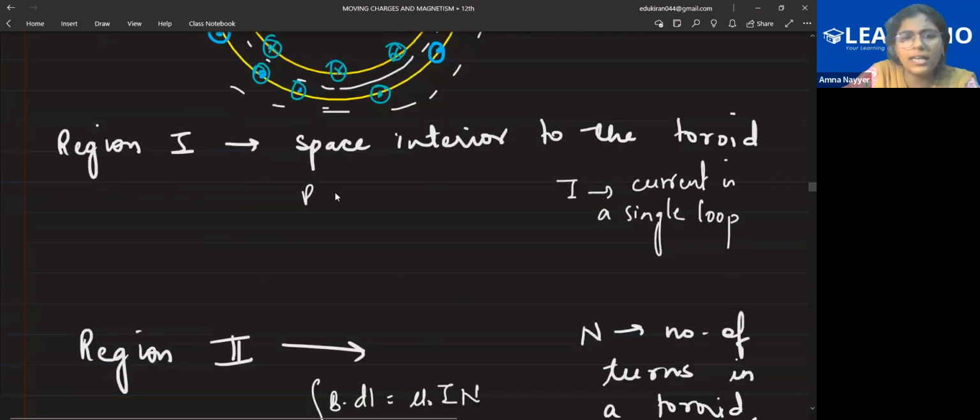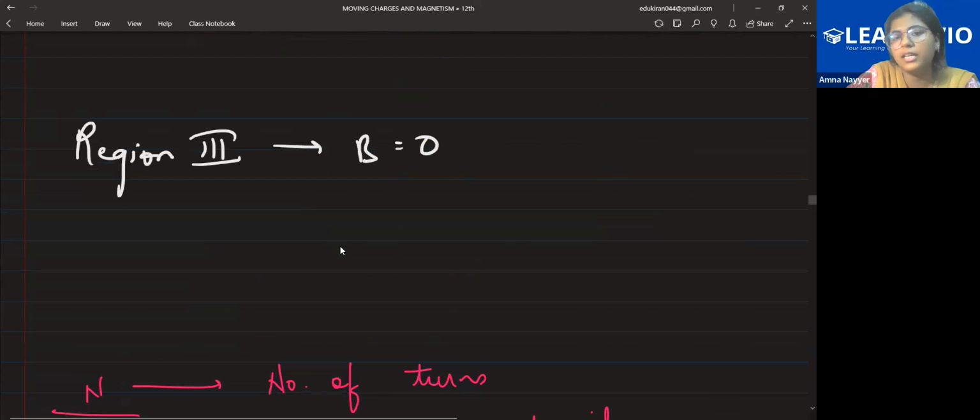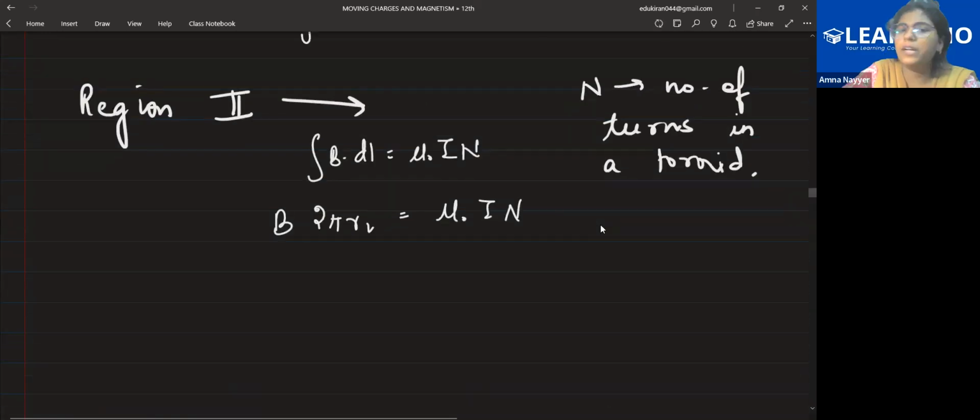Region 1, so magnetic field is 0 straight away. Integral of B dot dl will also be 0. Second region, let me leave it. Third region, B is 0, so integral of B dot dl will also be 0. Easy. Now let's come to the second region. Integral of B dot dl is equal to mu naught nI, but right now forget this n. The number of turns we are taking as 1 right now, so it's just mu naught I. So integral of B dot dl is equal to mu naught I.